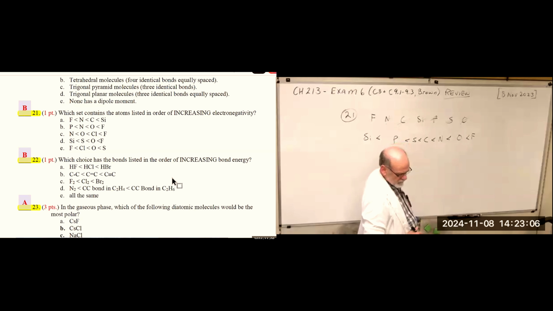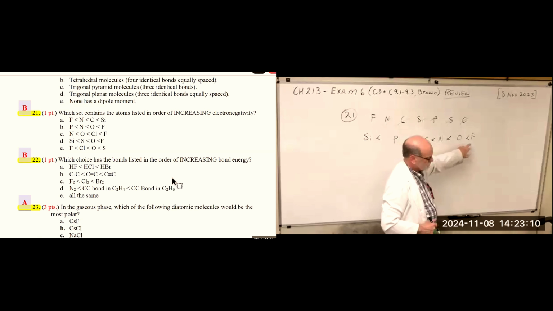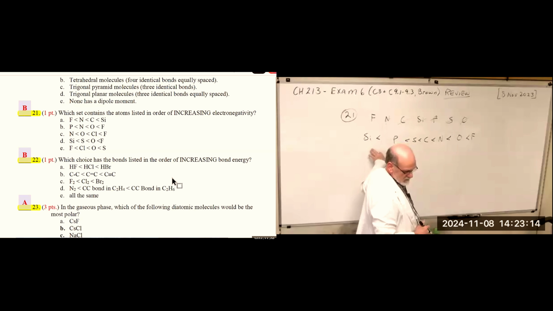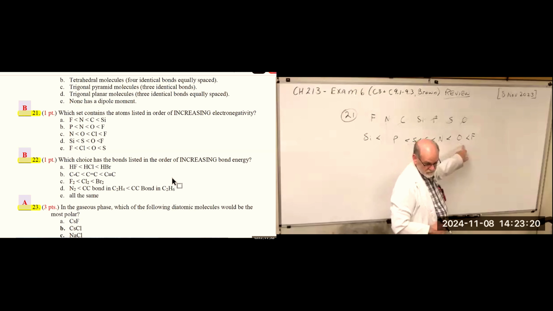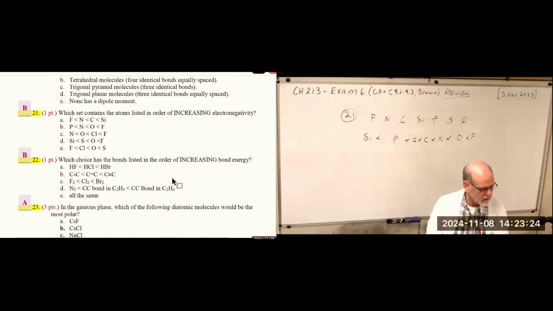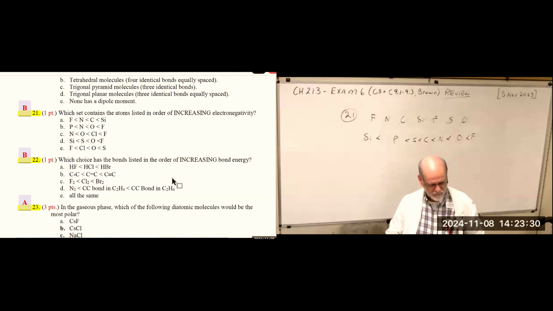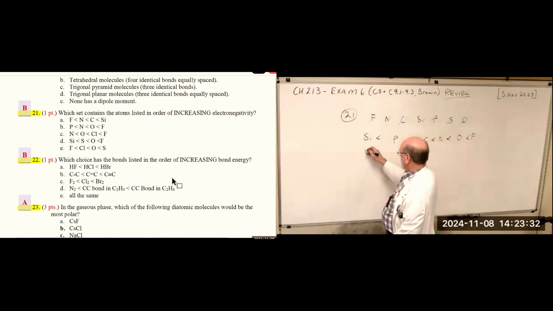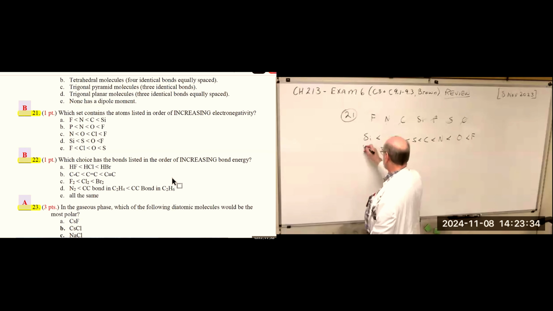It says B, phosphorus, nitrogen, oxygen, fluorine. Silicon, sulfur, oxygen, fluorine. Oh, we got two choices. It could be B or D, couldn't it? B or D.